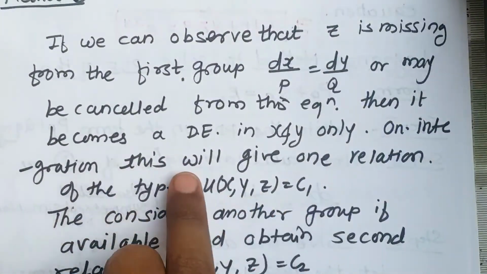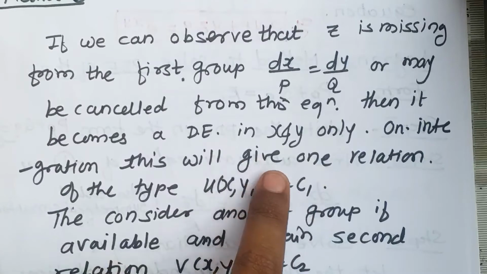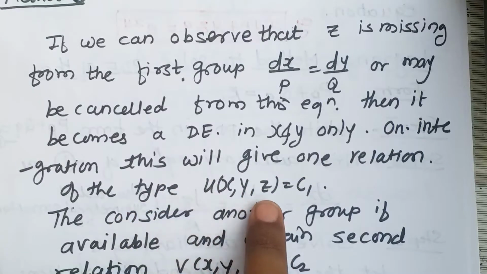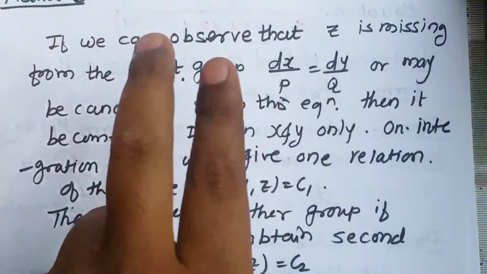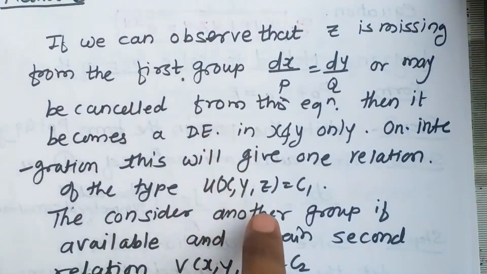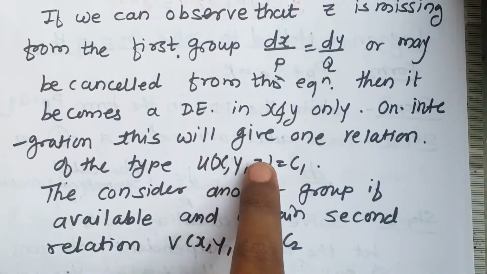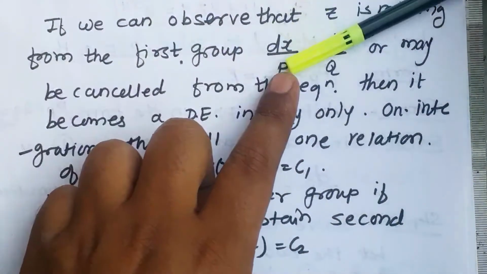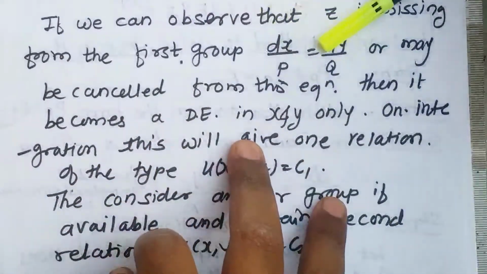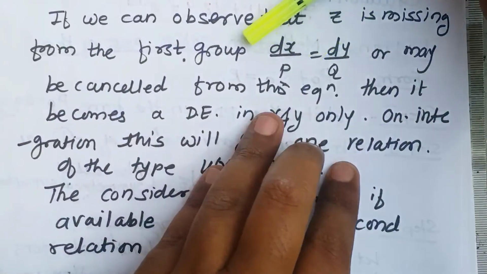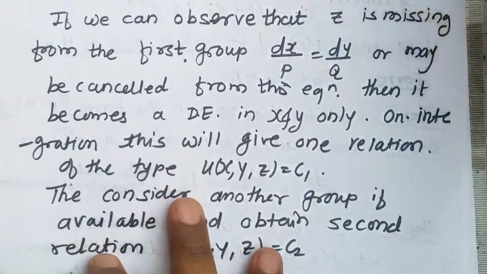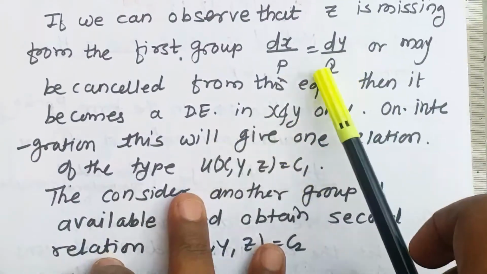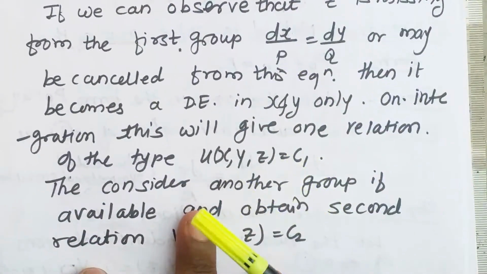Okay, on integration, this will give one relation of the type u of x comma y comma z equal to c1, right? Means there are two independent relations we need to obtain. Out of that, one independent relation can be obtained by simply integrating this differential equation. Just write it in variable separable form, take the terms of x on one side, terms of y on one side, because z is missing out there, right? And by integrating, you can determine one relation out of the two of the solution.